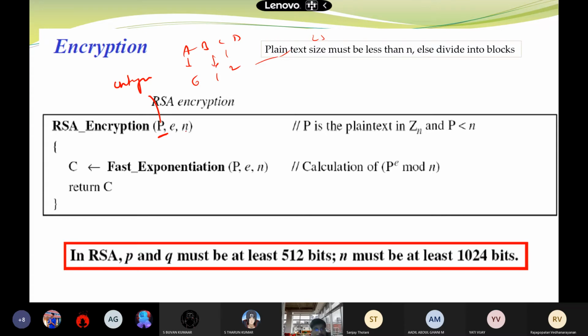So you have the plain text and you have the tuple, the pair, the public key, e and n. She is going to use the fast exponentiation algorithm. Instead of traditionally doing multiplication, multiplying P e times, finding the value, then taking mod n and getting the remainder, which will be your cipher, we are going to use the square and multiply method.